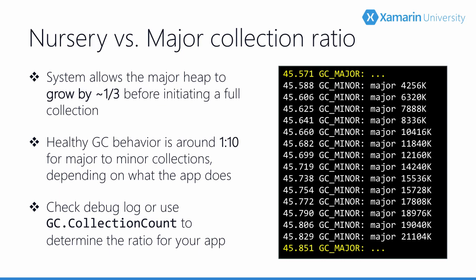Well, generally a healthy ratio is about 1 to 10. That's not necessarily always going to be the case. Sometimes you may see it be lower, sometimes you may see it be higher, but you should definitely see a much larger ratio of minor collections to major collections. So here in my log, you can see I've got a major collection that occurred, and then I see a bunch of minor collections, and then I see another major collection. This is something to watch for in your debug logs.